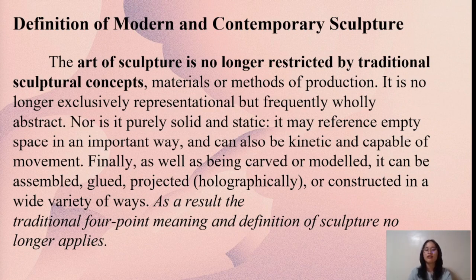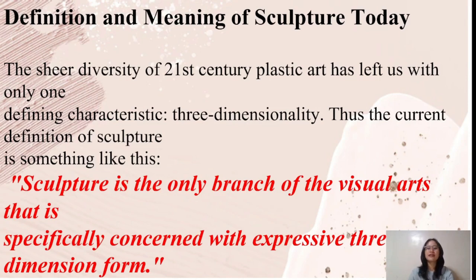Finally, as well as being carved or modeled, it can be assembled, glued, projected, or constructed in a wide variety of ways. As a result, the traditional four-point meaning and definition of sculpture no longer applies. Definition and meaning of sculpture today. The sheer diversity of 21st century plastic art has left us with only one defining characteristic: three-dimensionality. Thus, the current definition of sculpture is something like this.